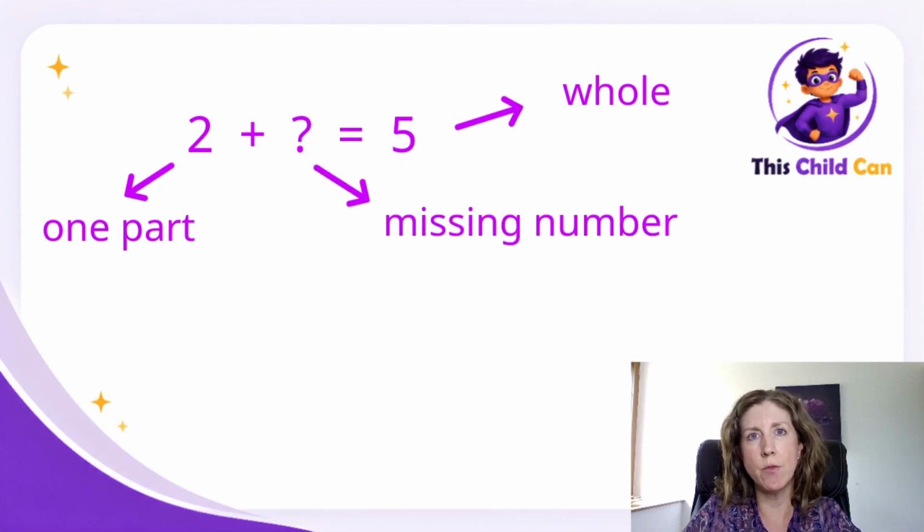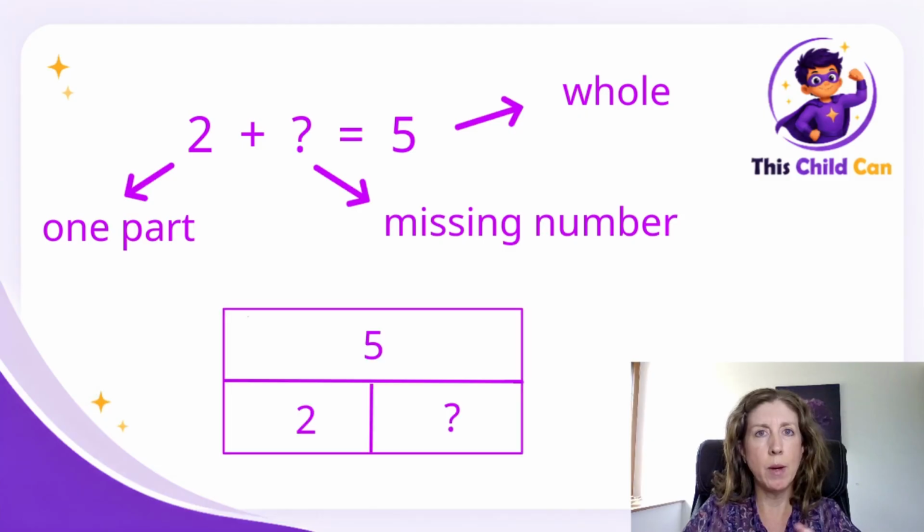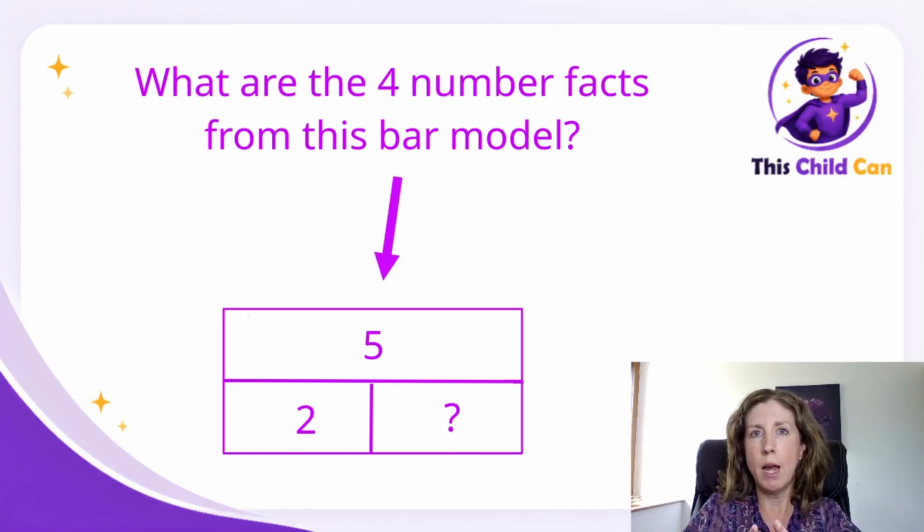We can transfer this information into the bar model, and we can see that we've put the question mark to represent the missing number in both the original calculation and in the bar model. What we need to do now is identify the 4 number facts from this bar model, and then we can pick the one that's going to help us to solve our missing number problem. What we need to look for is the number fact that gets the missing number on its own on one side of the equal sign.